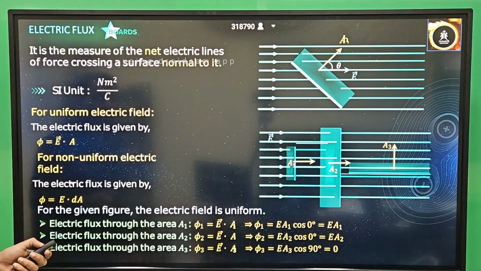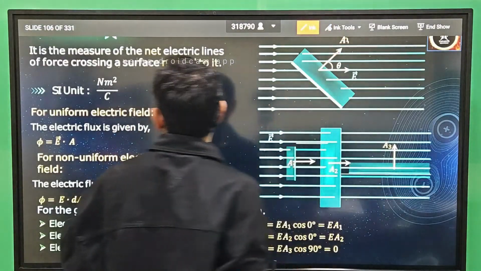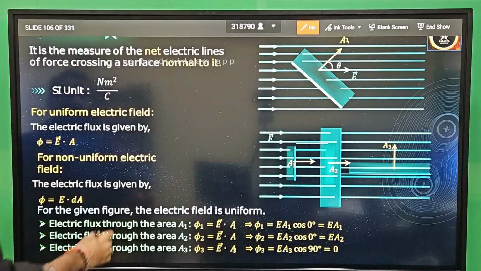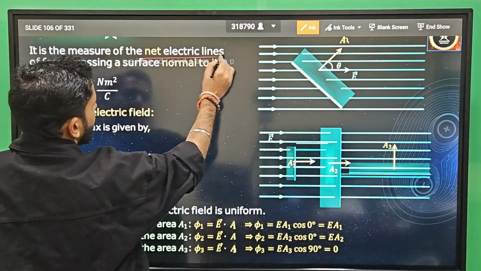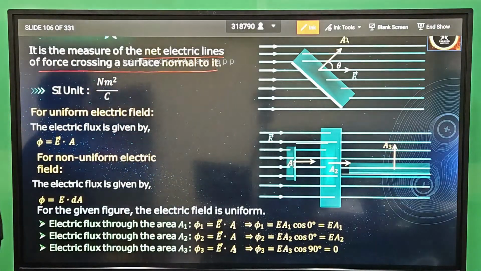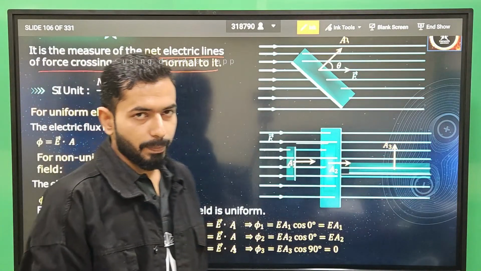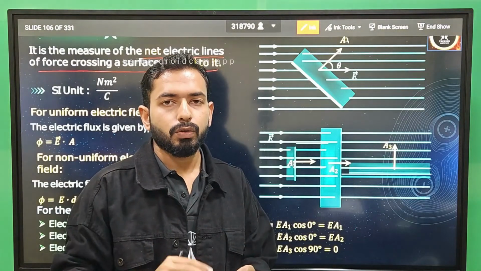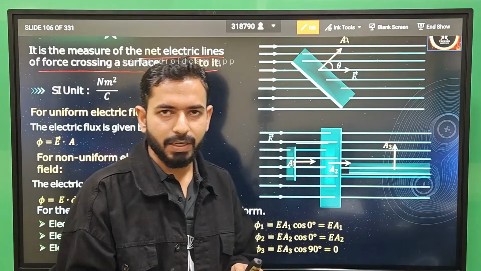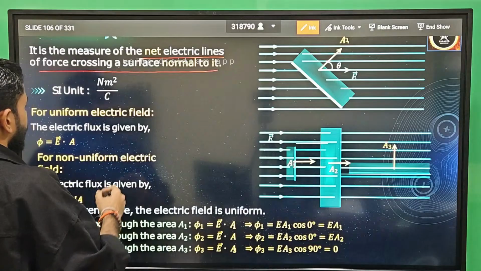Now see, for different things, this is important for boards also. Here it is mentioned. So let's see what we can understand from flux. These are some basic things. It is a measure of net electric lines of force passing through a surface normal to it. Always find normal to it. That means through the cross sectional area that is perpendicular to the surface, how many electric field lines are passing, that is defined as electric flux. If I ask you about the SI unit, how will you write it?